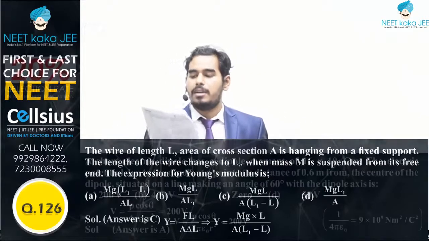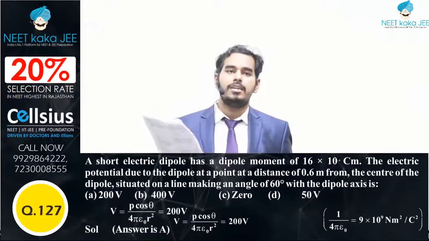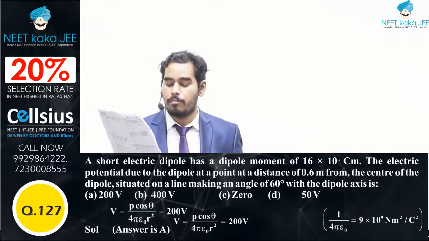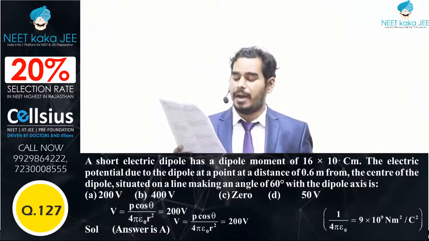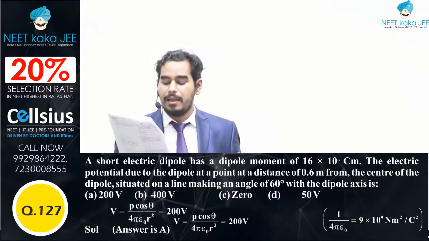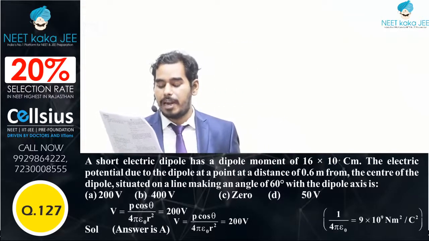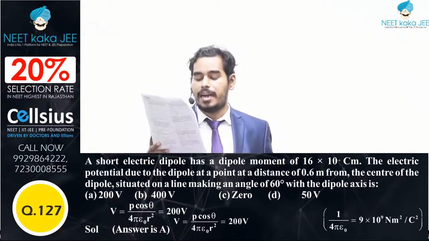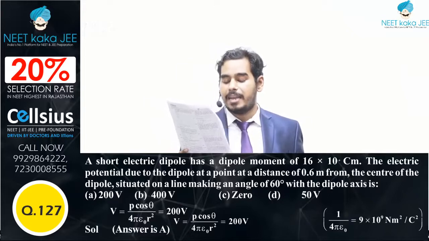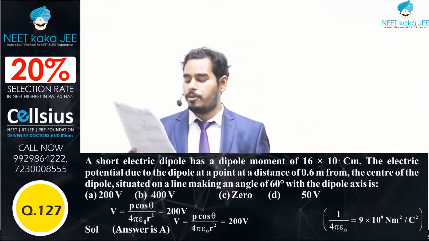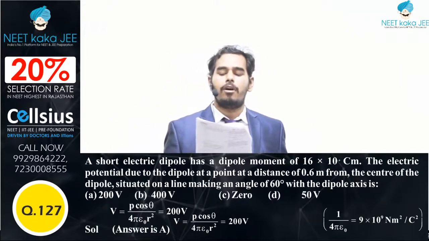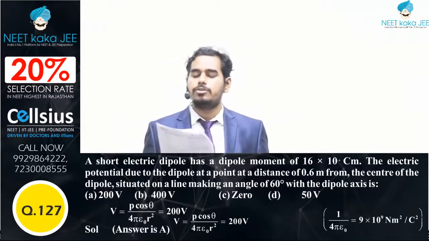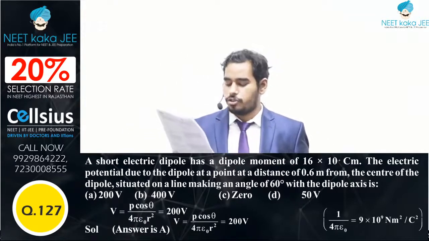Okay, now the next question is question number 127, which states that a short electric dipole has a dipole moment of 16 into 10 to the power minus 9 coulomb meter. The electric potential due to the dipole at a point at a distance of 0.6 meter from the center of the dipole situated on a line making an angle 60 degrees with the dipole axis is, you already know the formula, that it is Kp cos theta upon r square. Just put the values and you are going to get it as 200 volts.